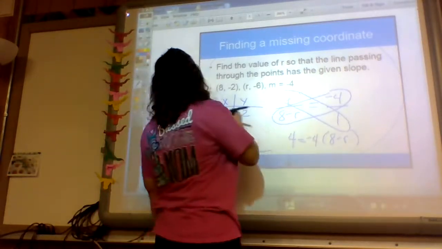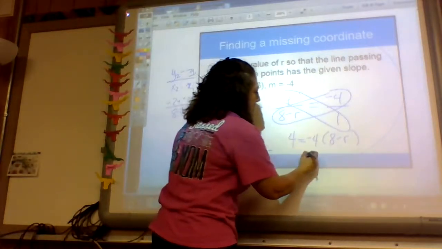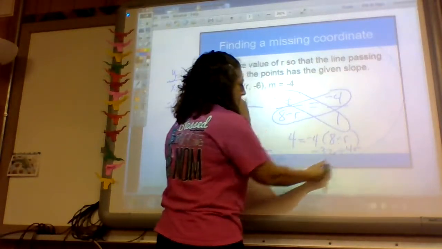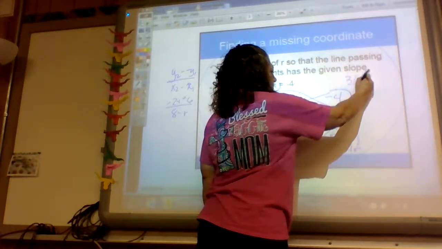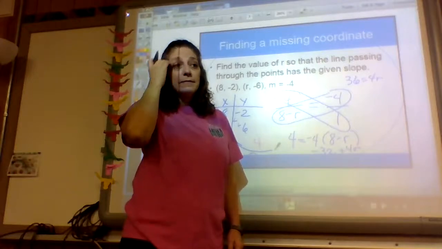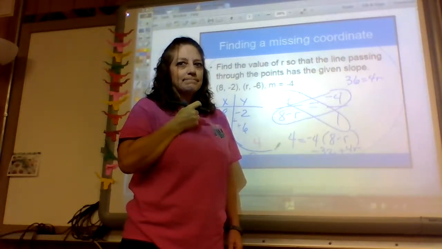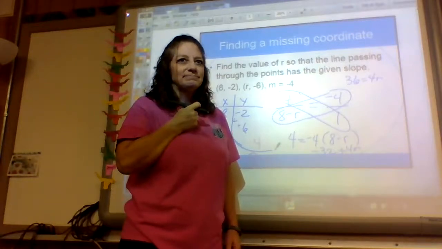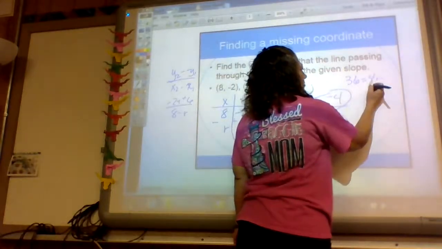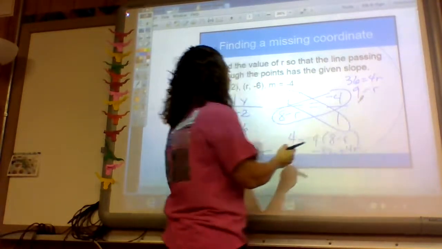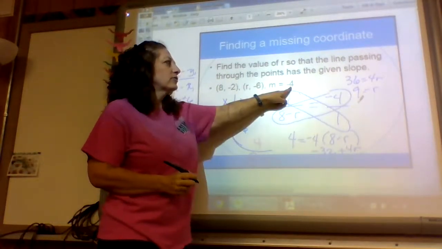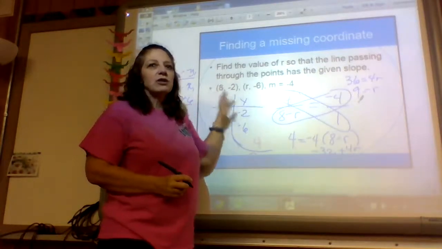All right, solve it out, see what you get. Are we getting 9? Okay, so distribute: -32 plus 4r, so add your 32, divide by 4, and r equals 9. So the coordinate point for x right here, or the number, would have to be 9 to make this slope become -4. Okay, it's just a matter of using the slope formula.